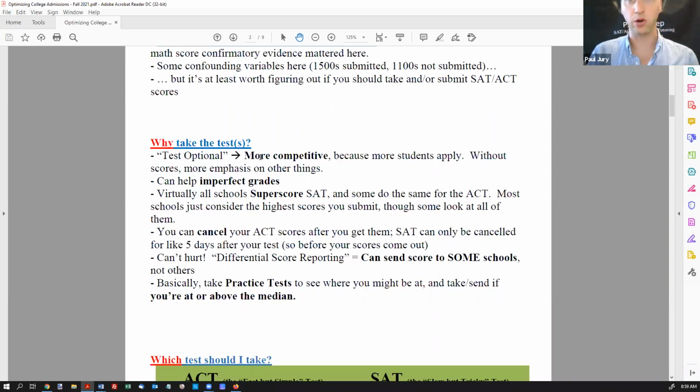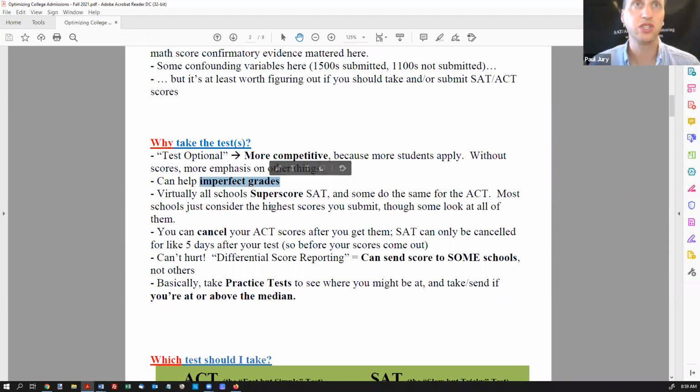And without scores, the emphasis of your application falls more on the other things. So if you have a 4.5 GPA, if you have founded clubs, if you have amazing teacher recommendations, things like that, then cool. You don't need to submit a score because you already have a super strong application. And unless your scores were even stronger than that, it probably would just hurt you. So you don't have to submit them in that case. But you might if maybe you don't have perfect grades.